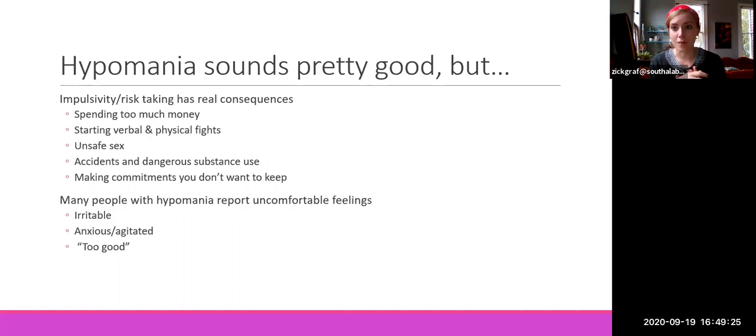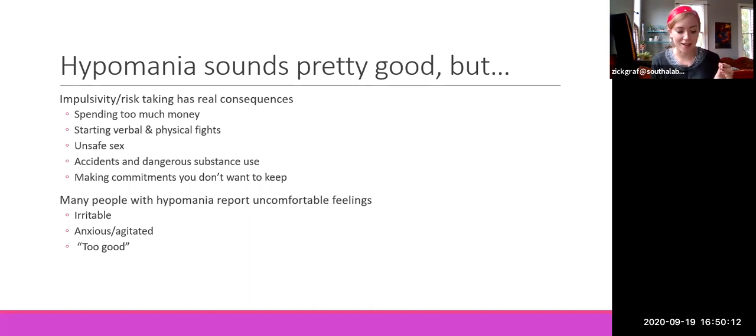So one of the symptoms of hypomania is impulsivity and excessive risk-taking. And if the risk-taking crosses the line into being physically dangerous or causing harm to you or someone else, that would probably put you into the realm of a manic episode, not just a hypomanic episode. But even when impulsive behavior doesn't have clearly pathological consequences, it can still have negative consequences on your life, like spending too much money going out with your friends, deviating from your budget when you wouldn't have if you were euthymic, starting conflicts, so verbal or physical fights, having unsafe sex when you normally wouldn't, using substances when you normally wouldn't, getting into accidents because you're being reckless, or even just making commitments that you don't want to keep.